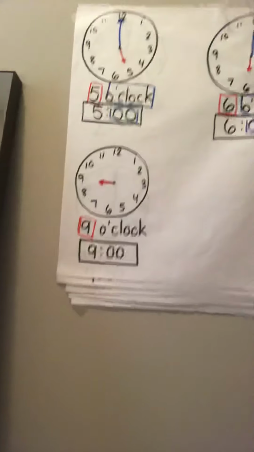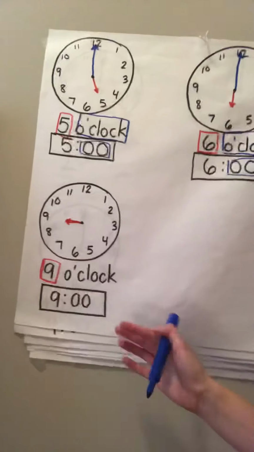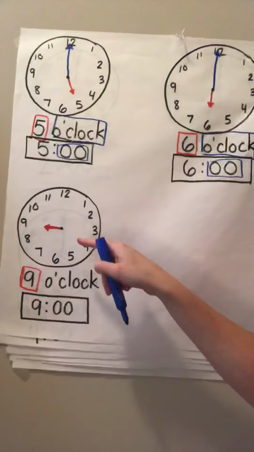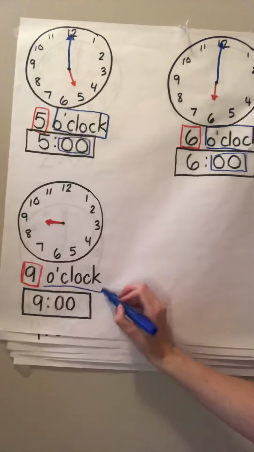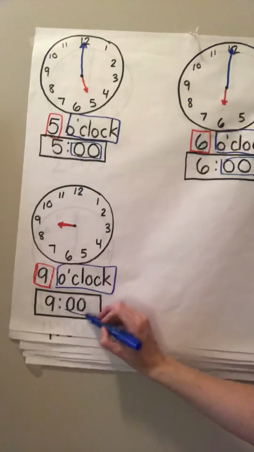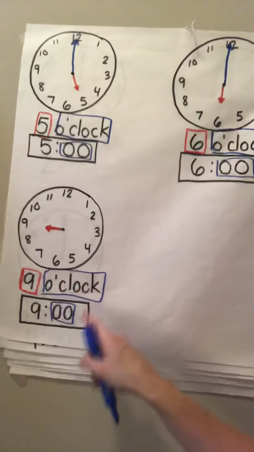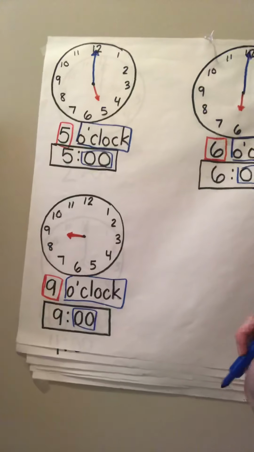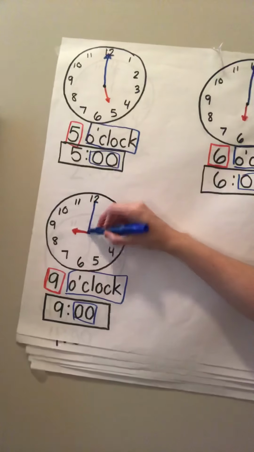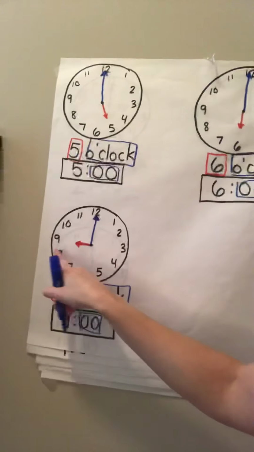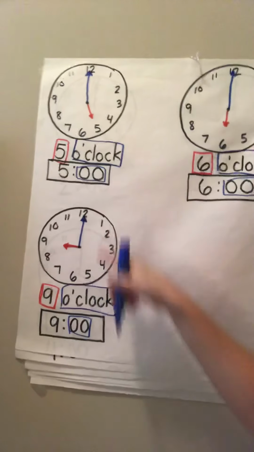Now I need to draw my minute hand. And remember, we always have two hands, so my clock's not finished yet. So we have o'clock for our minutes, or the 00. So where does my minute hand have to go to show o'clock, or 00? Right, it goes up to the 12. So now my clock says 9 o'clock.